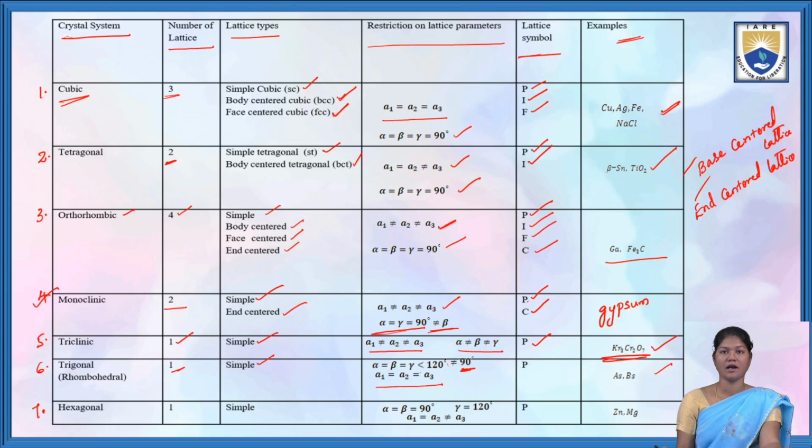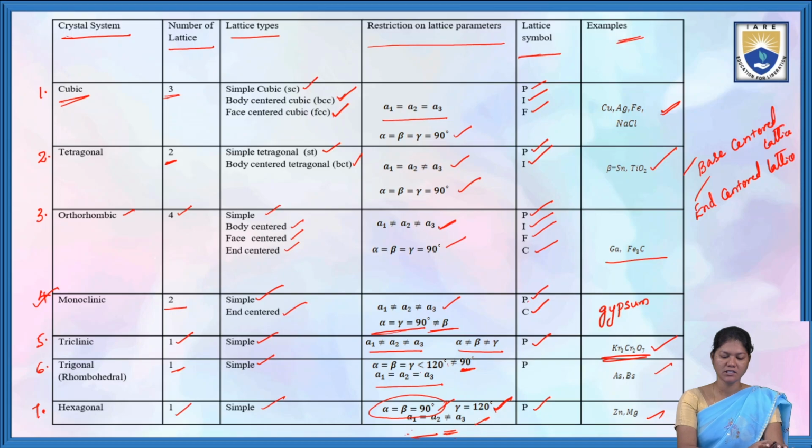Next, the 7th one. The 7th crystal system is hexagonal. It gives 1 space lattice, that is simple hexagonal. Alpha is equal to beta, that is equal to 90 degrees, but gamma is equal to 120 degrees. The dimensions are A1 is equal to A2, but A3 is not equal to A2. So A1 and A2 are the same, but A3 has a different length. The lattice symbol is primitive lattice type. Here we take zinc and magnesium as examples.